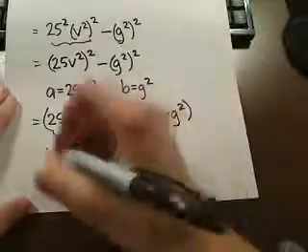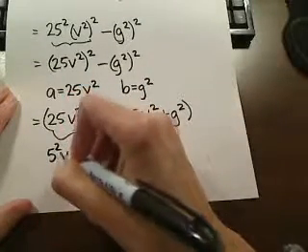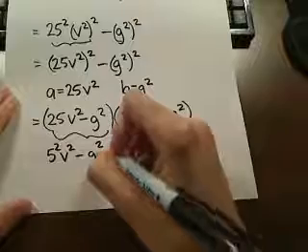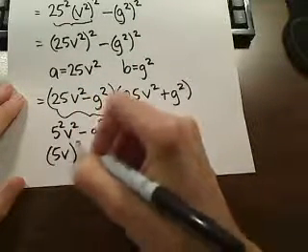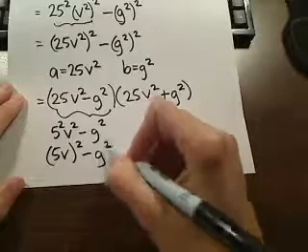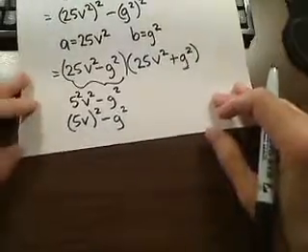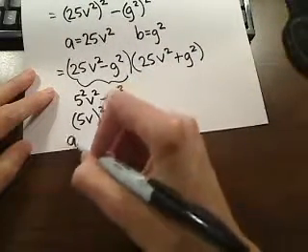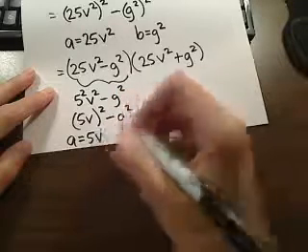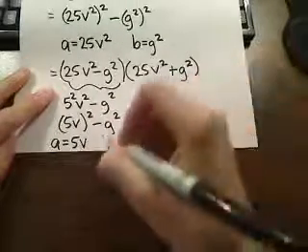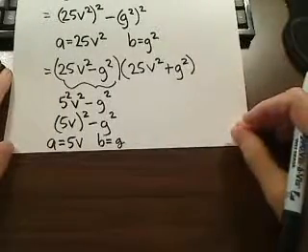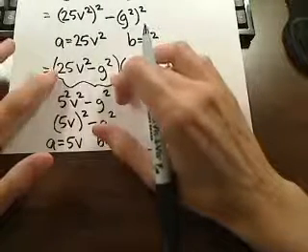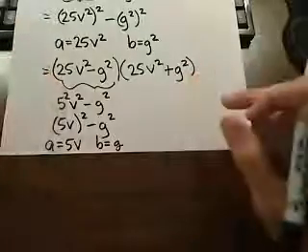Okay, so if I rewrite this, it's 5 squared v squared minus g squared. And again, that's 5v, the whole thing being squared, minus g squared. So if we identify our a and our b, the a is 5v and the b is g. Okay, so just this piece will factor further, and we're going to bring that along.